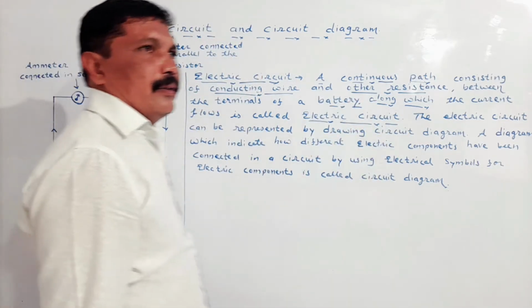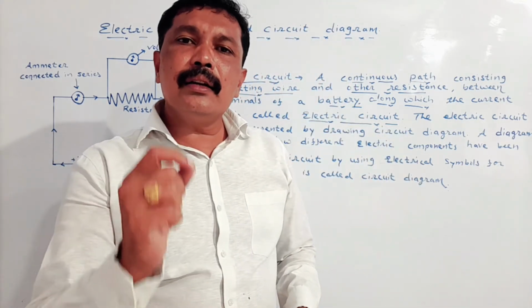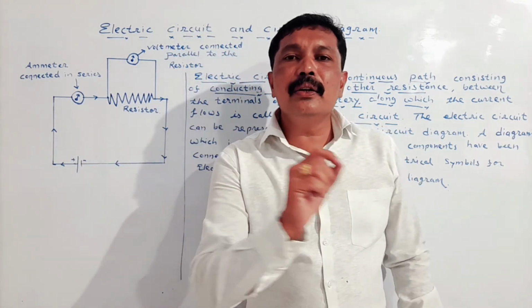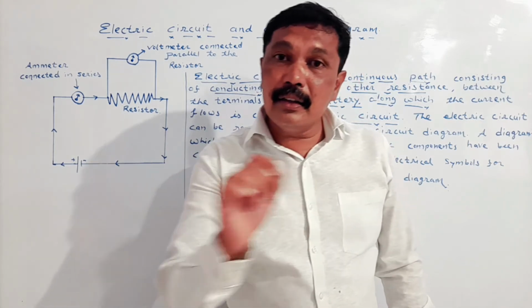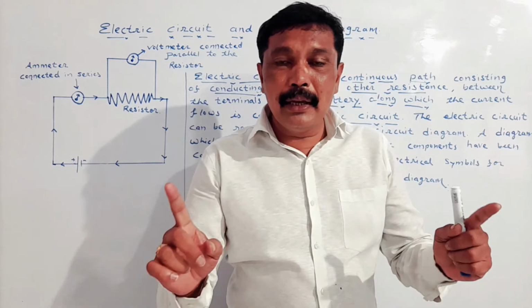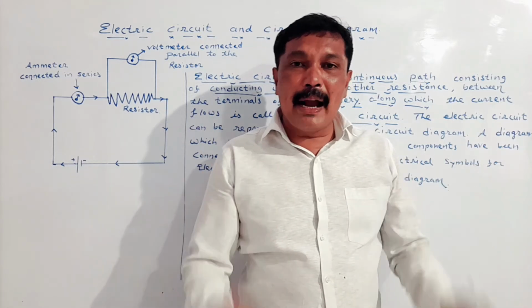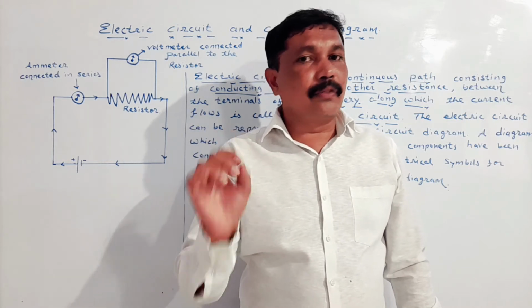My dear student, electric circuit is a continuous path having conducting wire and other resistance between the two terminals of a battery along which the current flows.